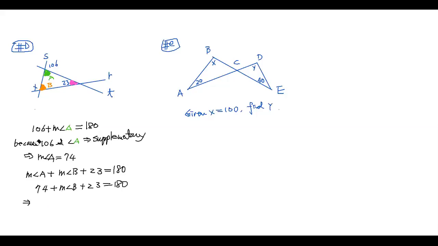So I have 74, 106, and 23. 23 plus 74 is 97, so angle B plus 97 is equal to 180, right? That means angle B is equal to 180 minus 97, so it's 83, right?